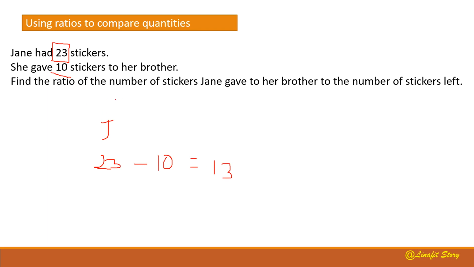So find the ratio of the number of stickers Jane gave to her brother to the number of stickers left. So she gave 10 stickers to her brother. Then now she has 13 stickers left. So the ratio would be 10 to 13. So how to write in a statement? The ratio of the number of stickers Jane gave to her brother to the number of stickers left was 10 to 13.